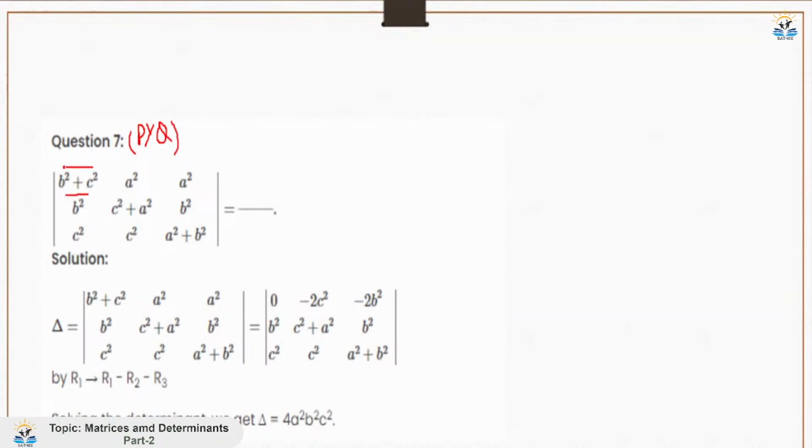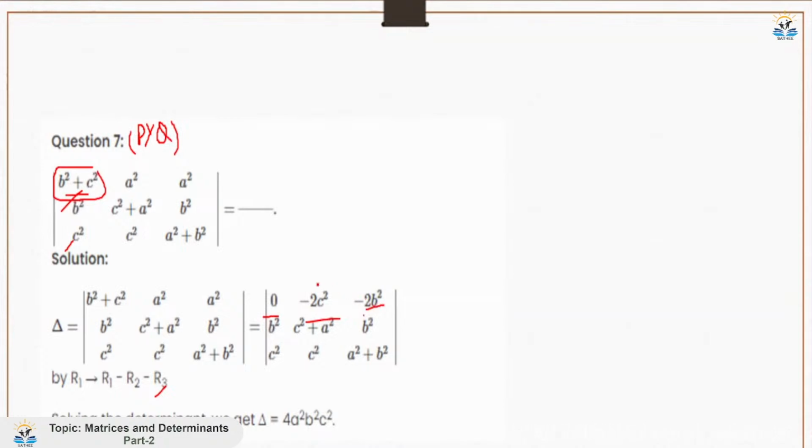You can see here it is b square plus c square, and here it is b square, here it is c square. So if you subtract these two from this, you will get a 0, and you need 0 only so that you can evaluate the determinant. So just do the same thing. Put r1 equal to r1 minus r2 minus r3, so that you will get 0 here, and the rest will obviously be a square minus c square minus a square minus c square, so minus 2c square. Similarly here minus 2b square.